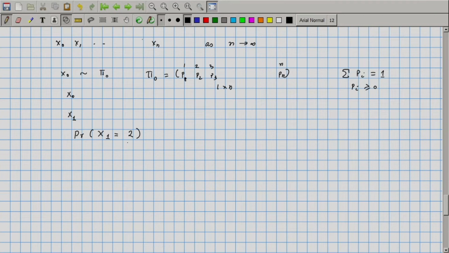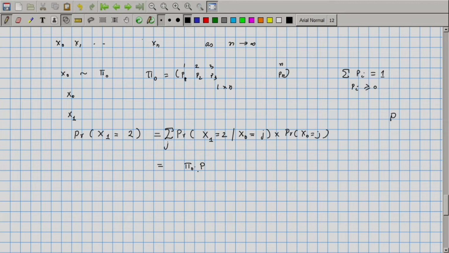How do we do that? We know the distribution of x0. So, the probability that x1 is equal to 2 is nothing but the probability that x1 is equal to 2 given x0 is equal to j, times the probability that x0 equals j, summed over all values of j. So, if x0 was j, conditioned on that, what is the probability that x1 is equal to 2? This summed up over all values gives this probability. So, if we had the transition probability matrix P, whose ijth entry is the probability of going from state i to state j in any single step, then this probability will be nothing but pi 0 times P.